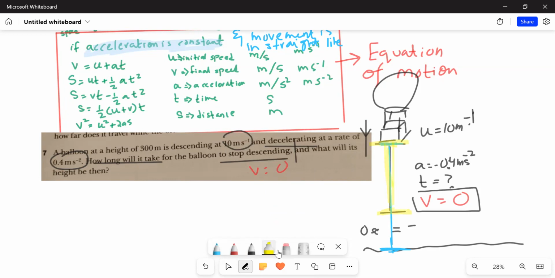Here, u is 10, because we're told that the initial speed is 10. Deceleration is 0.4, so acceleration is minus 0.4. Time is what we have to find. We have to find the time till which the balloon stops decelerating. That means it stops moving, so v is equal to zero. So how much time has passed in which the balloon changes its speed from 10 to zero? s is not part of this equation. So now, if you have u, a, v, and you have to find t, which one of these five equations is applicable?